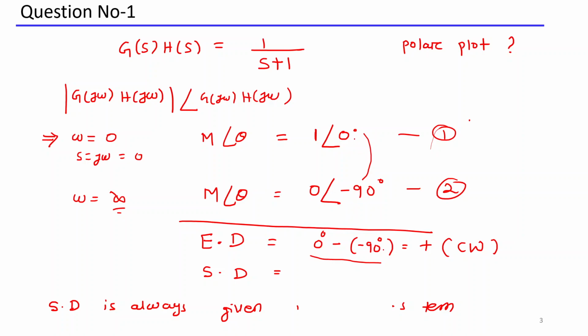So 0 minus minus 90. You just see the sign. I am just telling you to see the sign, sir. If the sign is positive, then it is clockwise. If the sign is negative, then it is anti-clockwise.